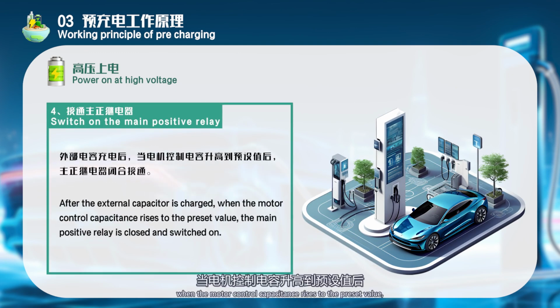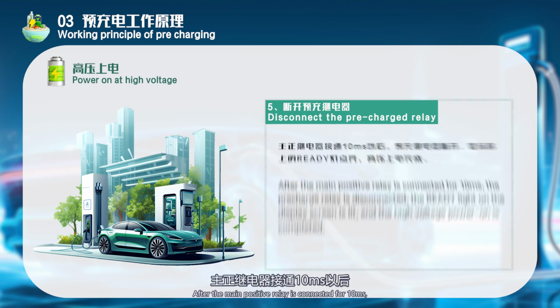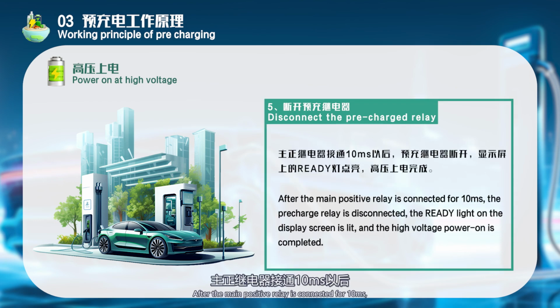When the motor control capacitance rises to the preset value, the main positive relay is closed and switched on. Step 5. Disconnect the pre-charge relay after the main positive relay is connected for 10 ms. The pre-charge relay is disconnected. The ready light on the display screen is lit, and the high-voltage power on is completed.